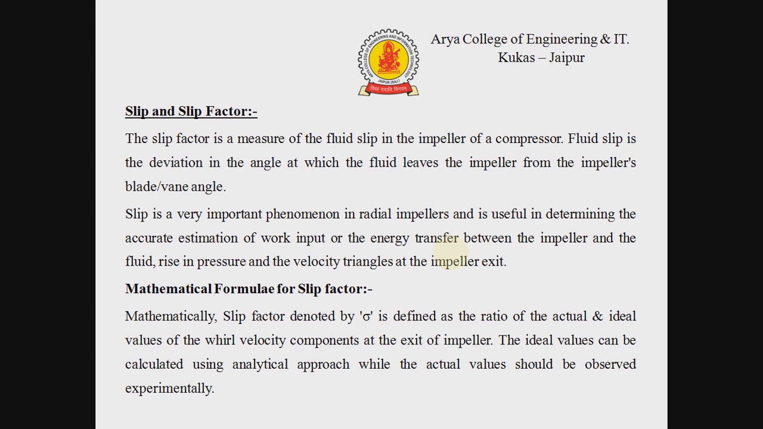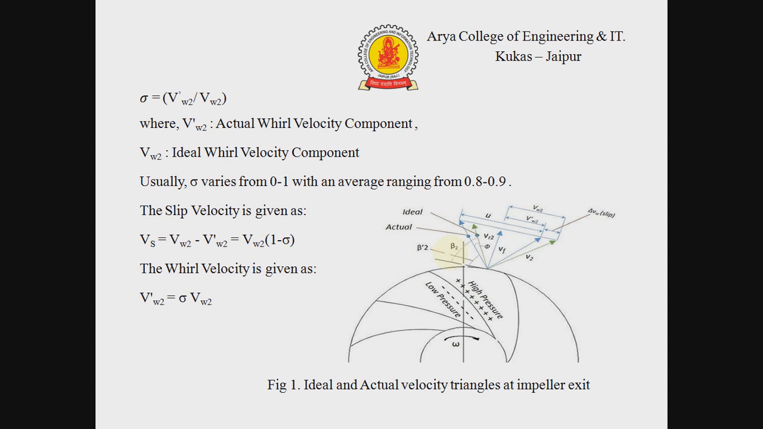Mathematically it is denoted by sigma, and it is defined as the ratio of the actual and ideal values of whirl velocity components at the exit of the impeller. The ideal values can be calculated using an analytical approach, while the actual values should be observed experimentally. So sigma is equal to the ratio of the actual whirl velocity component to the ideal whirl velocity component, as shown in the slide. Usually the value of sigma varies from 0 to 1, with an average ranging from 0.8 to 0.9.